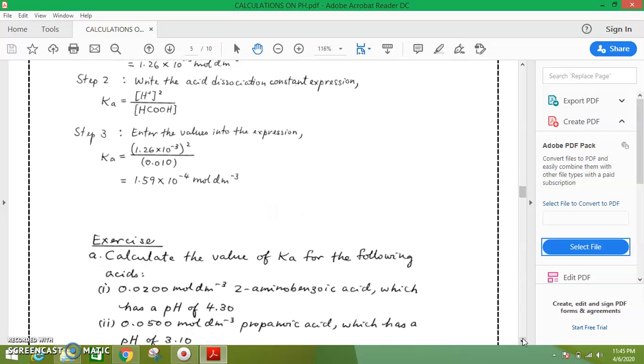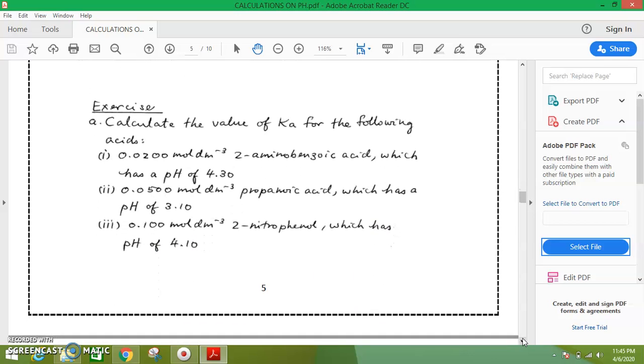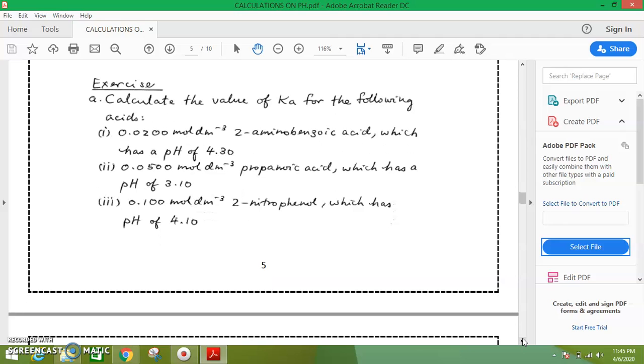Here some exercise questions are given. Please follow the same steps for Ka and pKa.